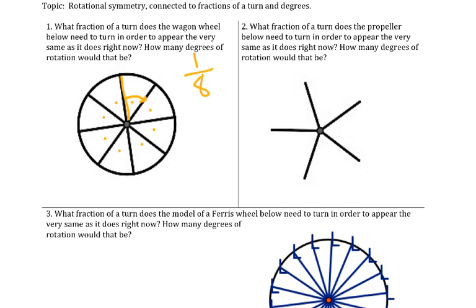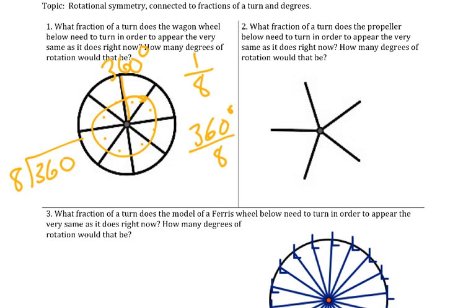Well, how many degrees would that be? Well, a full circle is 360. So if we divide 360 by 8, that's going to get us our answer, okay? So 8 goes into 36 how many times? 4, which is 32. Subtract that. Bring down the 0, 5. So it would be a 45-degree turn.